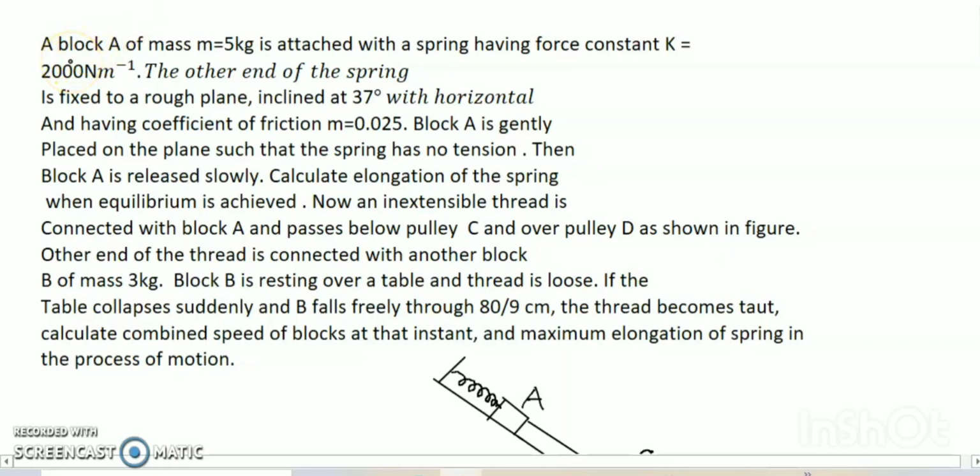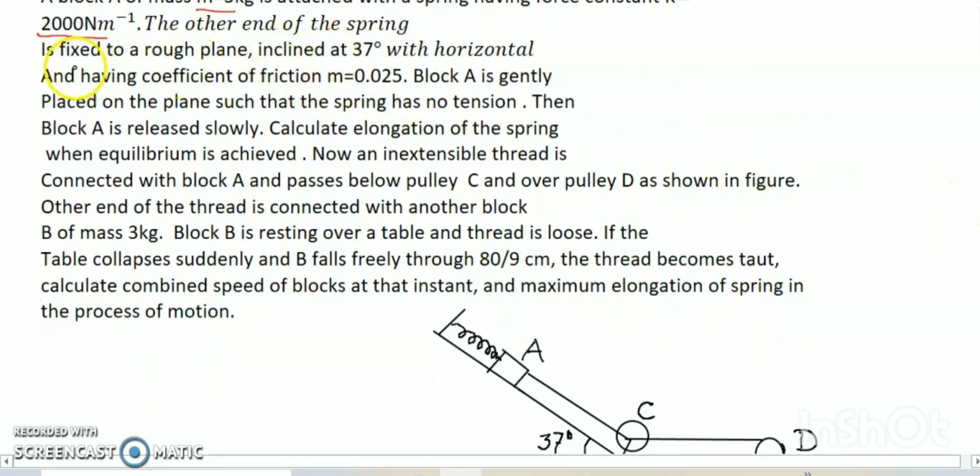Today's discussion is work, energy and power. A block A of mass 5 kg is attached with a spring having force constant k equals 2000 Newton per meter. The other end of the spring is fixed to a rough plane inclined at 37 degrees with the horizontal and having coefficient of friction mu equals 0.025.